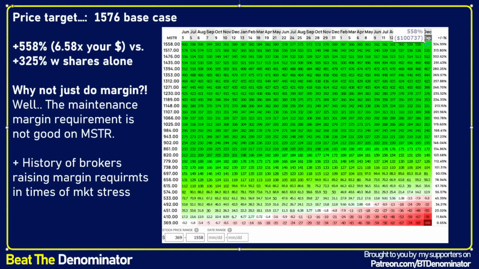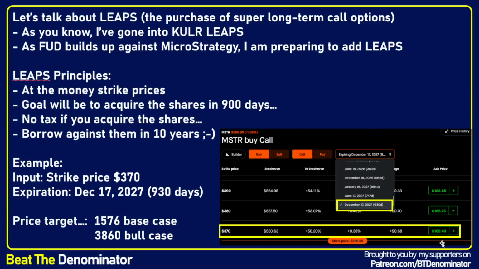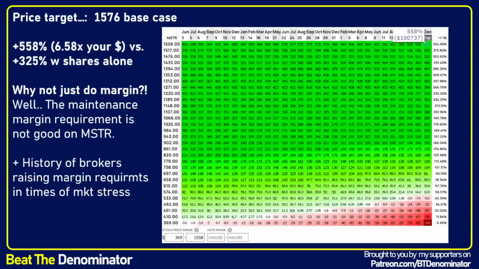Buying the LEAPS today, the LEAPS cost $18,940, and you buy those LEAPS, and you would have 100,000 for 137,100,000. So you're turning 18K into 100K. That's 6.5 times your money. Pretty impressive for a base to bear case scenario. Let's move on to the bull case of all bull case scenarios.